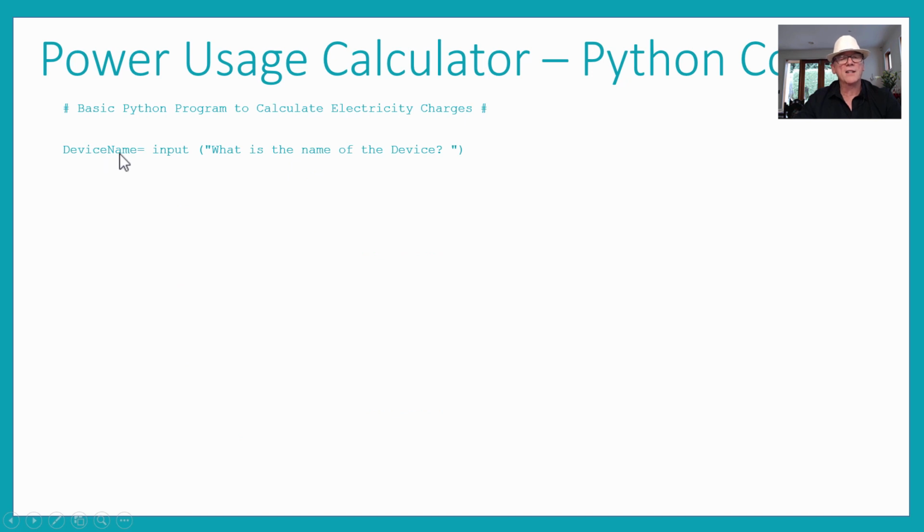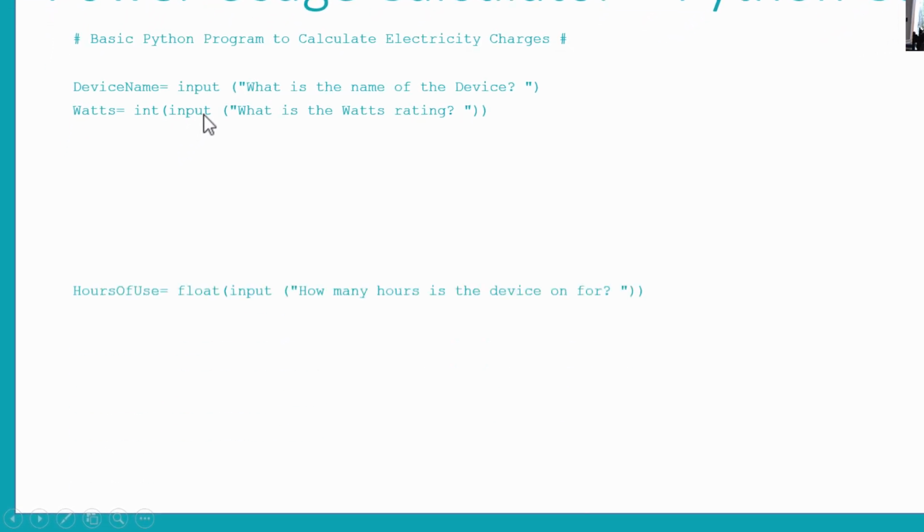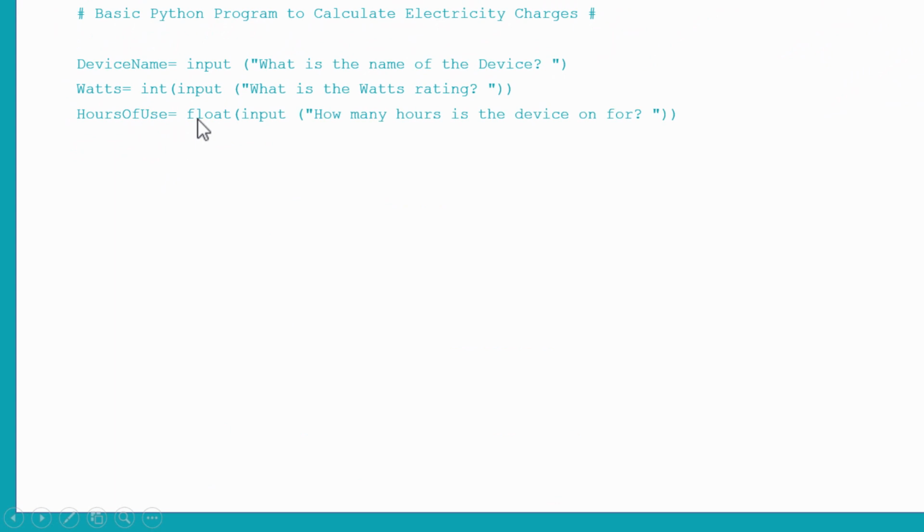So we're going to get the device name off them, find out what the device is they're running, whether it's a heater or a fridge or whatever. So that's an input. Then we'll get the watts. Now remember, watts need to be in integers, so we're going to have int input in front of it. The hours of use could be a decimal. Remember, 0.25 hours is 15 minutes, so they might want to use a decimal. So we're going to put a float in front of that when we ask for their input.